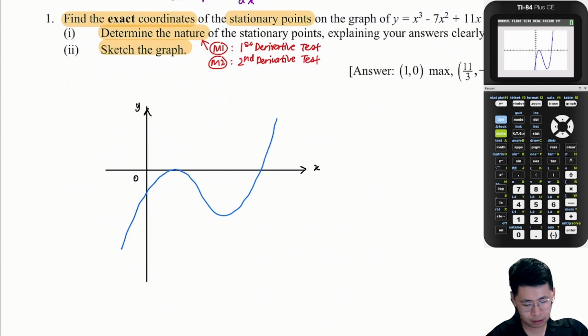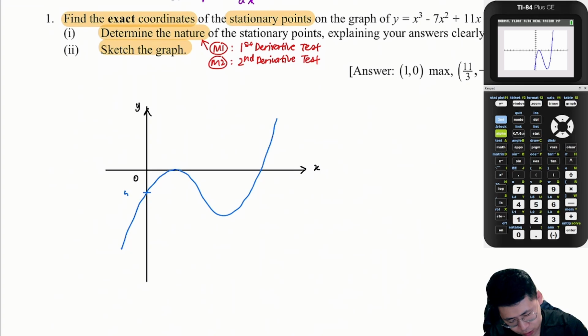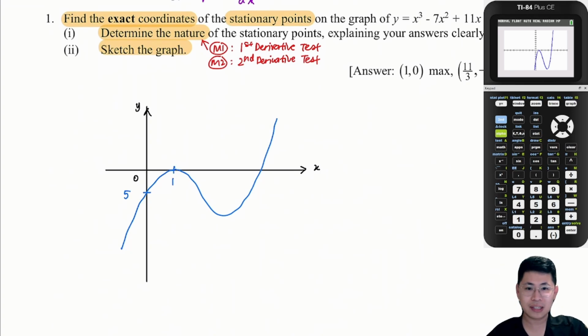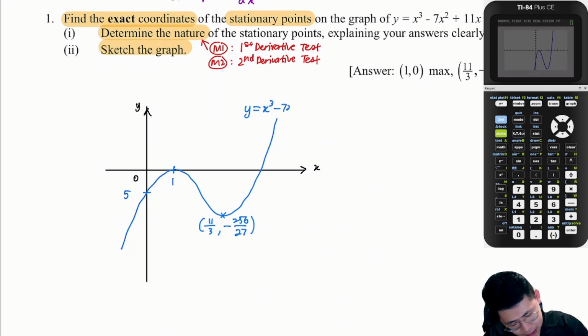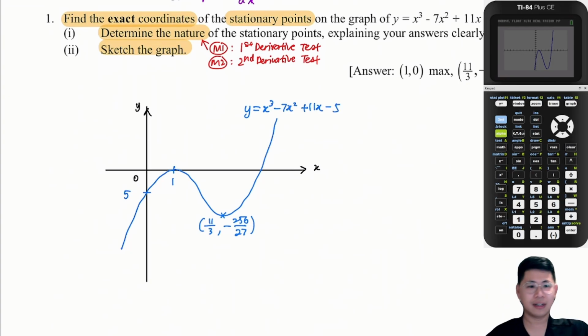Okay, so after roughly sketching this, let's label this as 5. This one over here is (1, 0). So I'm just going to put a 1 over here because they never ask for coordinates. Now this one over here obviously has to have a coordinate. So I'm going to put in 11 over 3 and negative 256 over 27. And here, this is y equals x cubed minus 7x squared plus 11x minus 5, using this calculator thing as a reference.